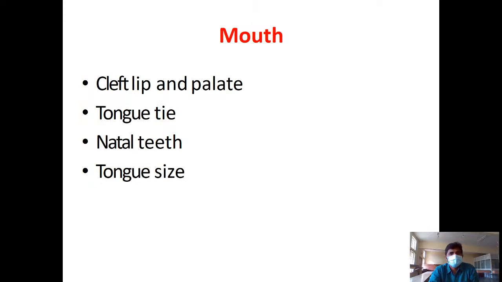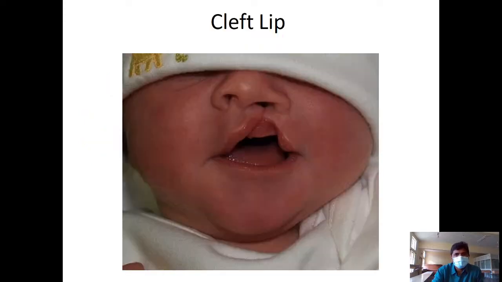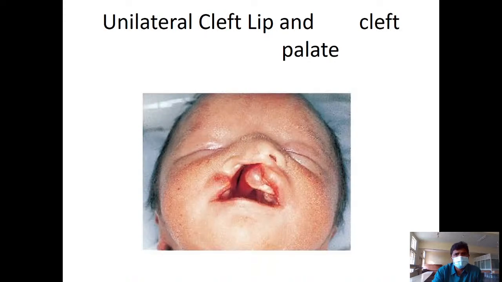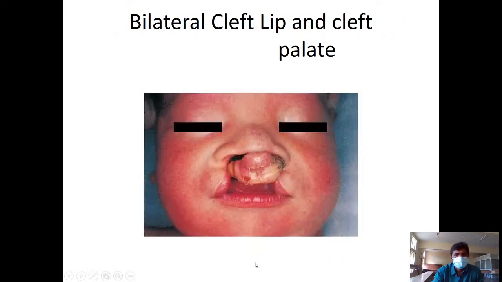Then look at the mouth. So what are the things you need to look at in the mouth? Is there any cleft lip, cleft palate, tongue tie? Are there natural teeth? And then tongue size. So these are the things you need to look at in the mouth. So this is a cleft lip neonate. This is a neonate with a unilateral cleft lip as well as unilateral cleft palate. Then bilateral cleft lip and cleft palate.